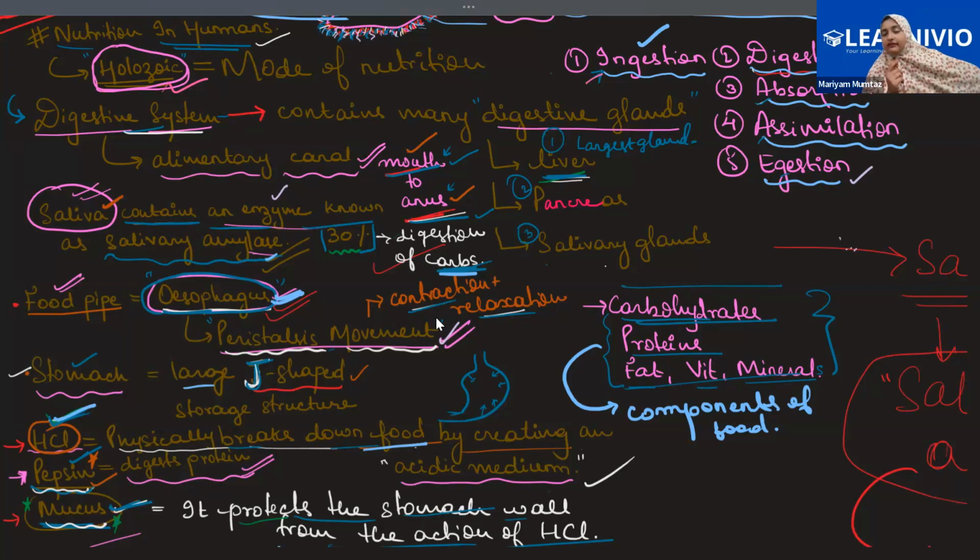The esophagus is the food pipe, a long tube responsible for carrying the food from the mouth up until the stomach. How does the food go through the esophagus? That is because of the peristalsis movement, wherein the contraction and relaxation of the esophagus muscles take place. First it contracts, then it relaxes. It contracts, then it relaxes. Because of that, the food is sent down into the stomach ultimately.